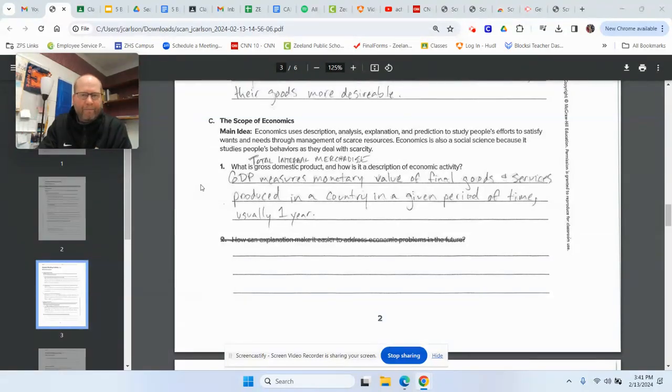So, number 1, what is the gross domestic product and how is it the description of economic activity? We just said in the notes, the gross domestic product, the GDP, measures the monetary value of the final goods and services produced in a country in a given period of time. And usually that period is 1 year. That's how we can measure how an economy is doing. We can also see economic growth every year or lack of growth. If next year our GDP is higher, it means our economy grew. If it's lower, it means our economy shrank.